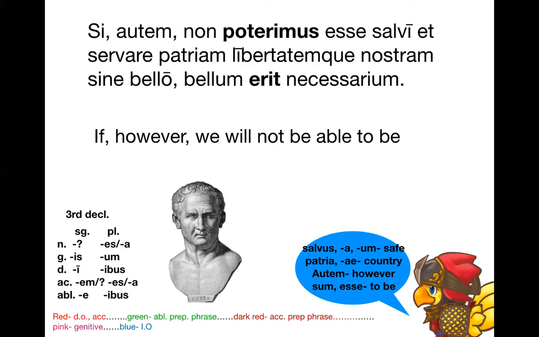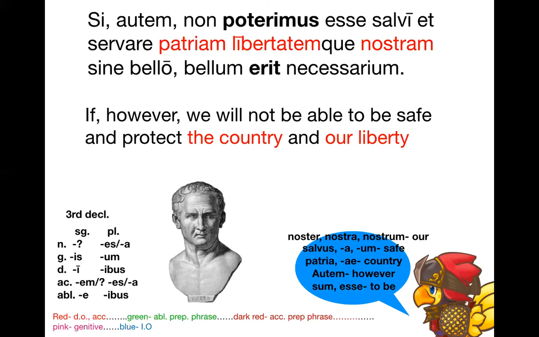Oh, here's a direct object, the country, and, right, because of que, not just the country, but and libertatum. And what kind of liberty, Ben? No strong liberty. Or a freedom, sorry. What kind of freedom? Yeah, good. Our liberty or freedom. So libertas can be freedom or liberty. So if, however, we will not be able to be safe and protect the country and our liberty, then what? Or we're not done with the thought yet.